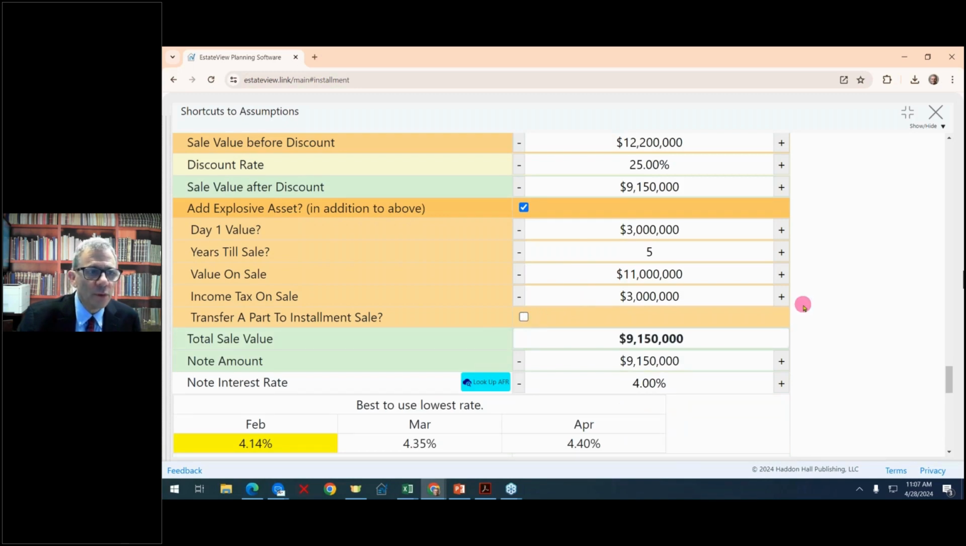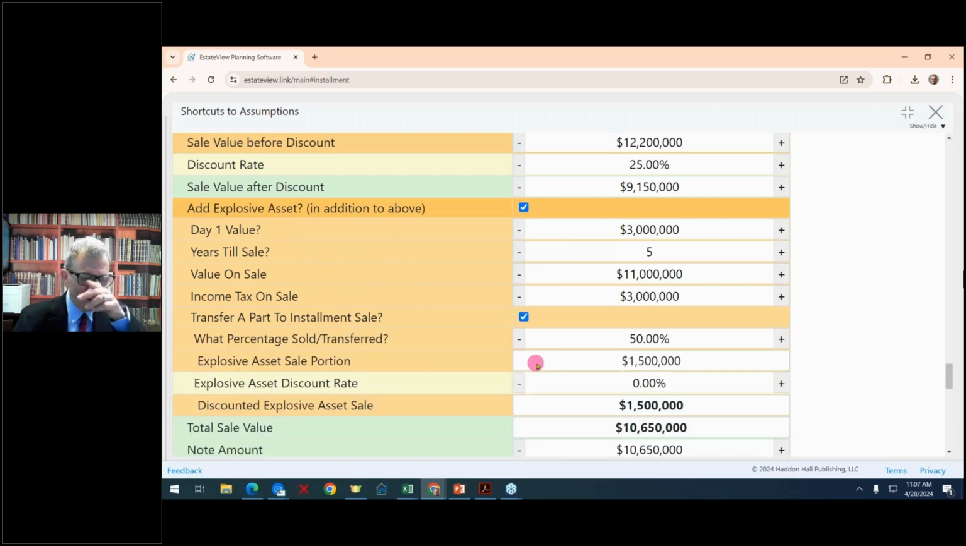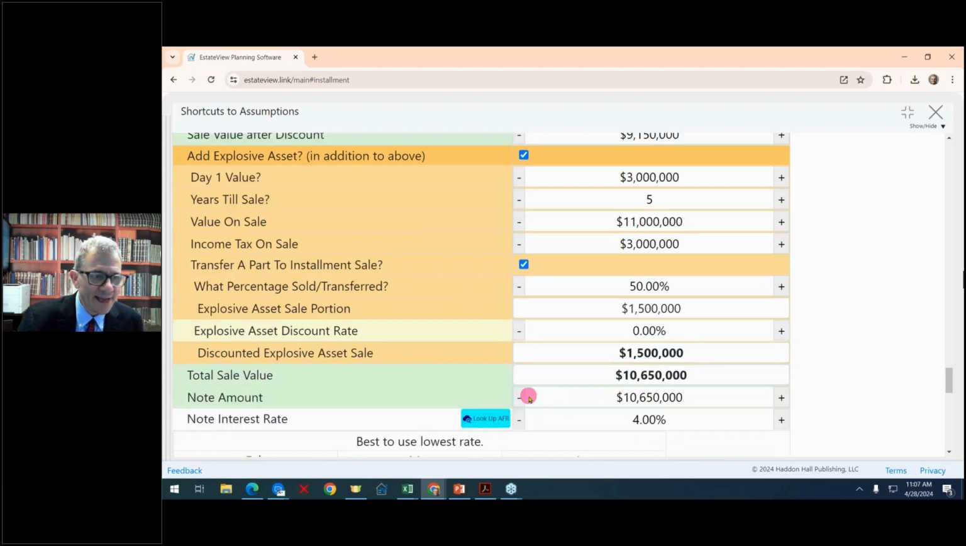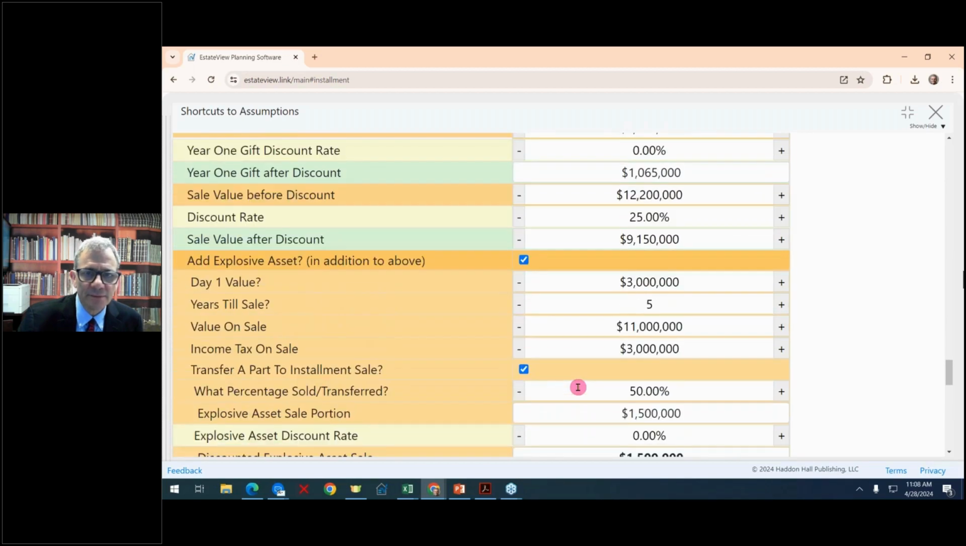So he's also going to give a portion of his explosive asset as well. So I'm going to click on transfer a part to installment sale and assume that he'll put 50% of his explosive company. So 50% of the appreciation, 50% of the capital gain is going to go into that installment sale. So his total sales price is $10,650,000.